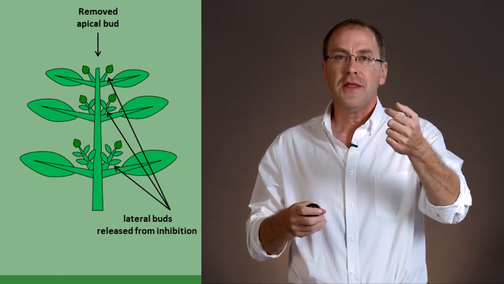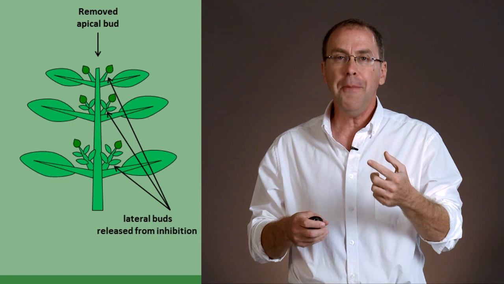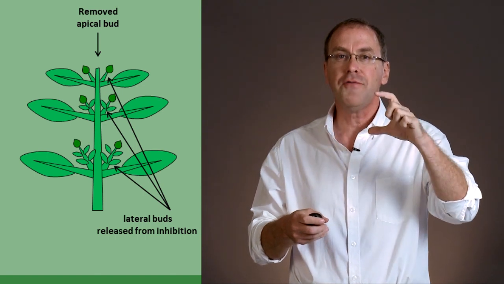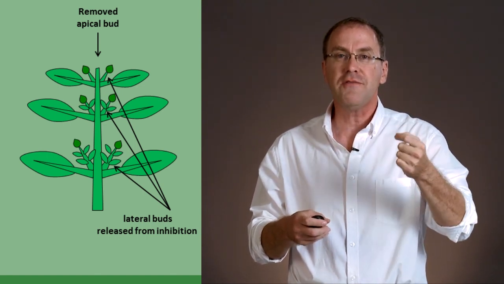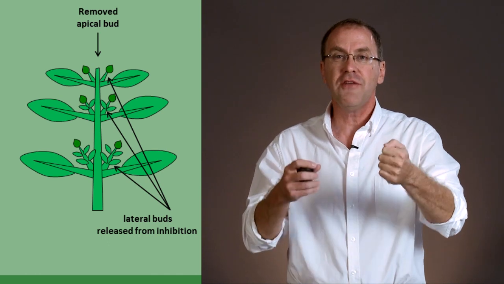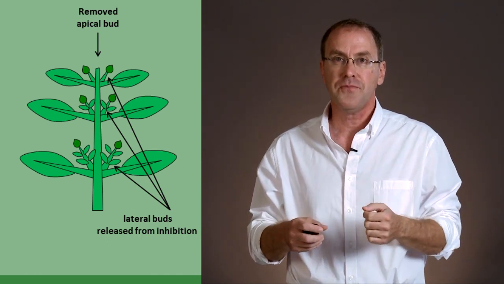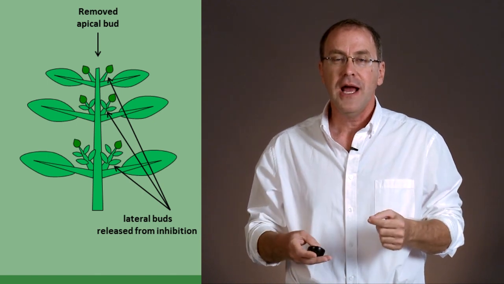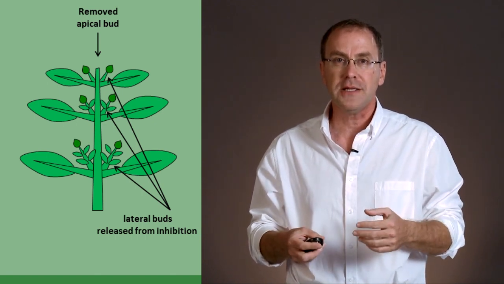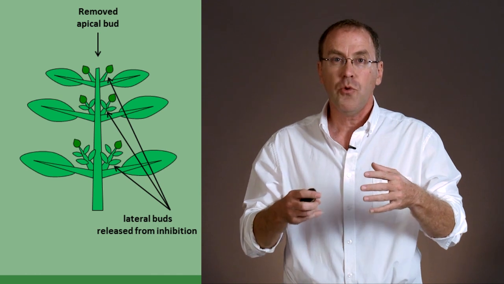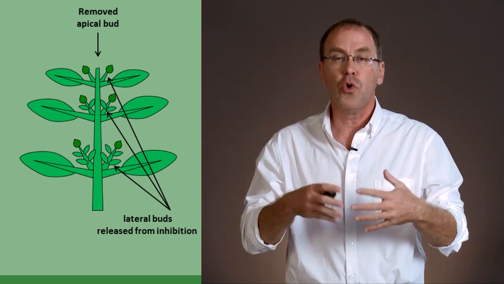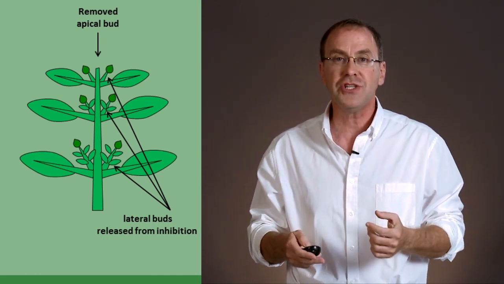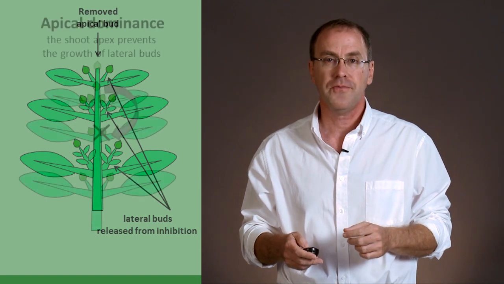In other words, the apical meristem, the apical bud, the bud that's at the top of the plant or at the end of the branch, inhibits the development of the lateral buds. When we cut it off, then the lateral buds immediately start growing. And this is what you see when you prune a plant. When we prune a plant, we get bushiness because more lateral buds, more lateral branches have started to grow.